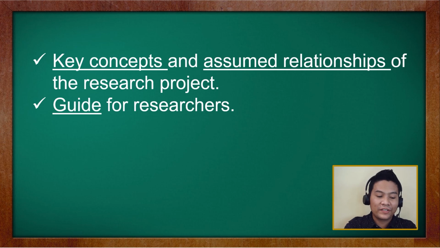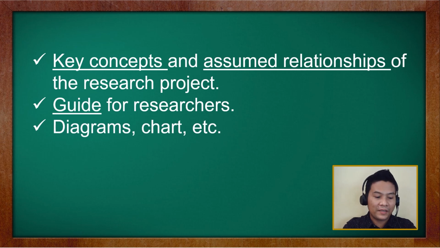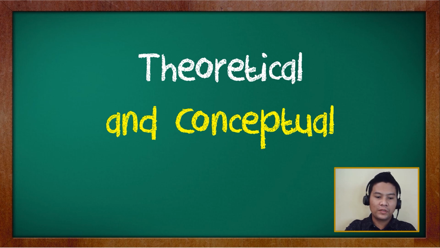Good. It serves as a guide for researchers so that they are more focused on the scope of their studies. It can be presented using diagrams, charts, or any visual representations. And it can also be a narrative, a paragraph stating the concepts and relationships of the study. The types of research framework are classified as the theoretical and conceptual framework.